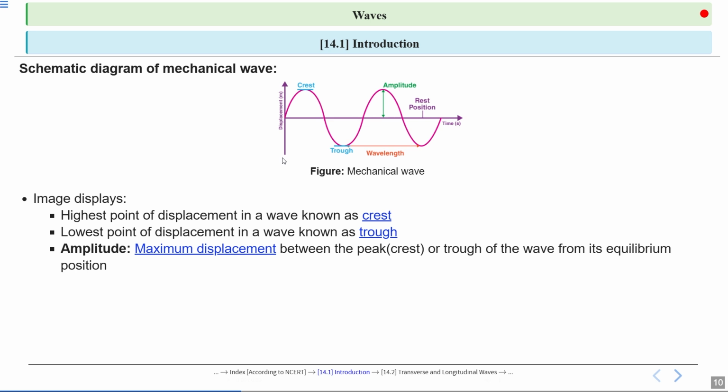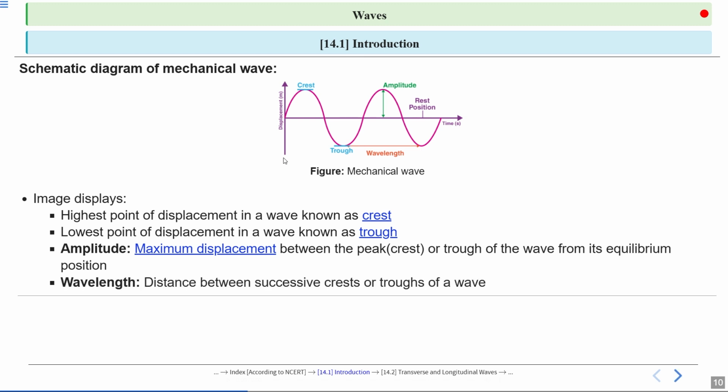Amplitude. Amplitude is the maximum displacement from the equilibrium position to either the crest or the trough. It tells us how tall the wave is. And next is wavelength. Wavelength is the distance between two successive crests or two successive troughs. It's usually measured in meters. For instance, if you measure from the top of one crest to the next, that's one wavelength.